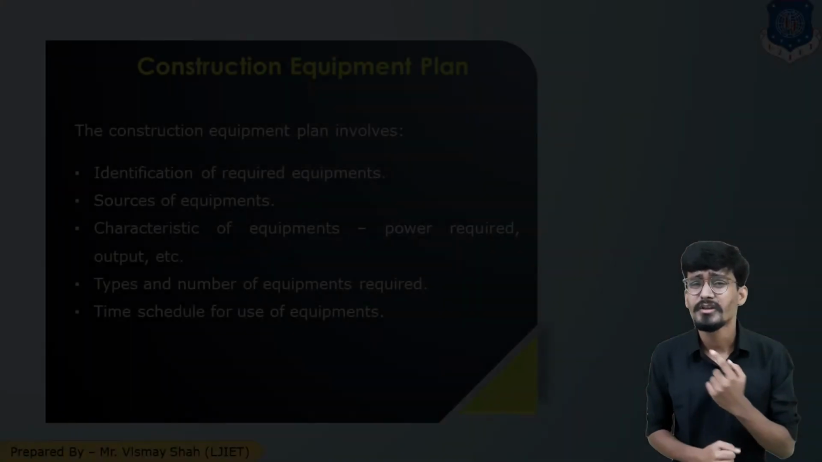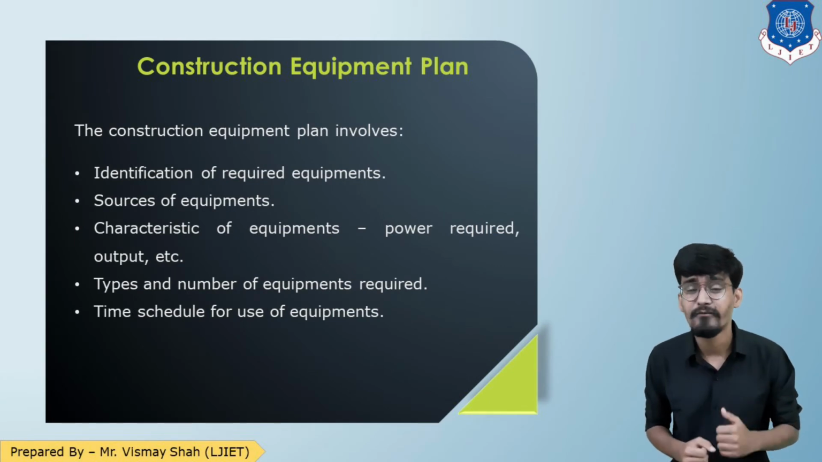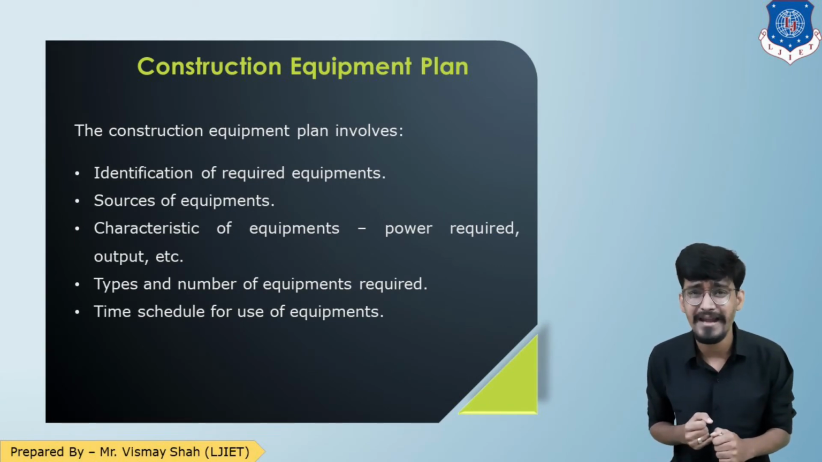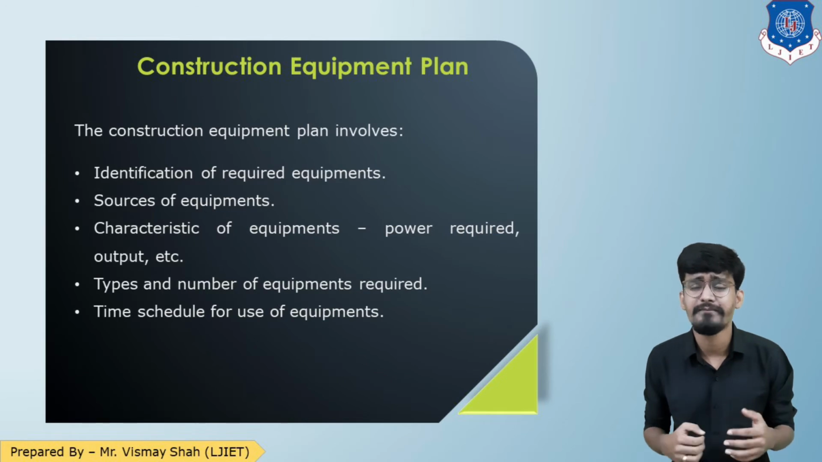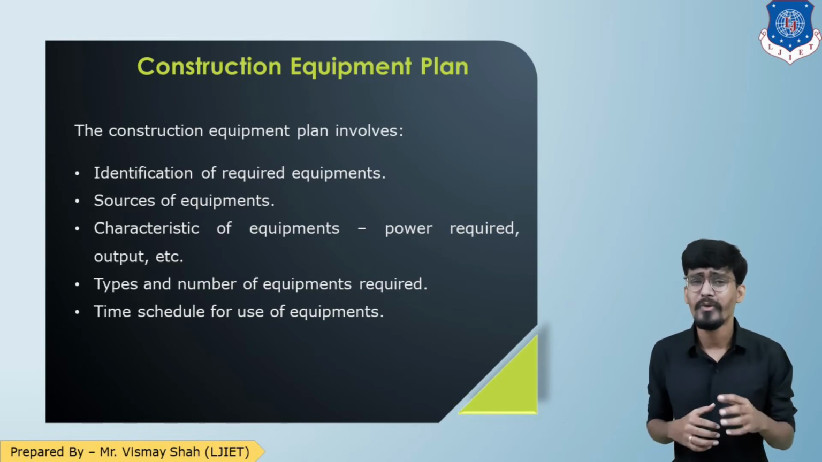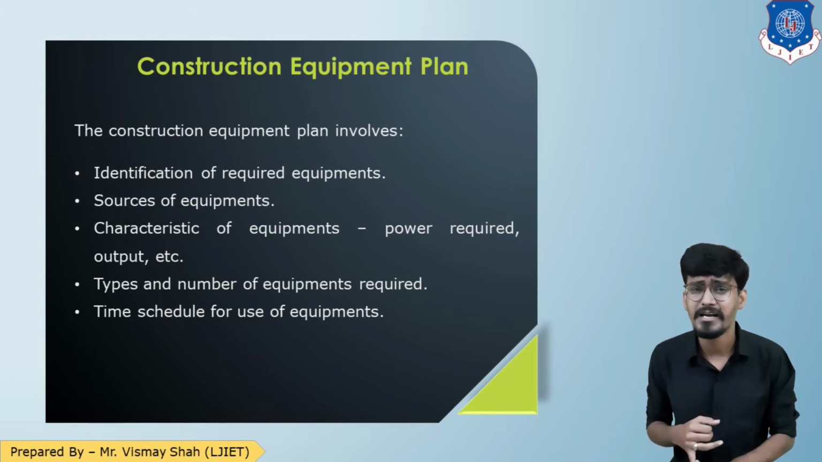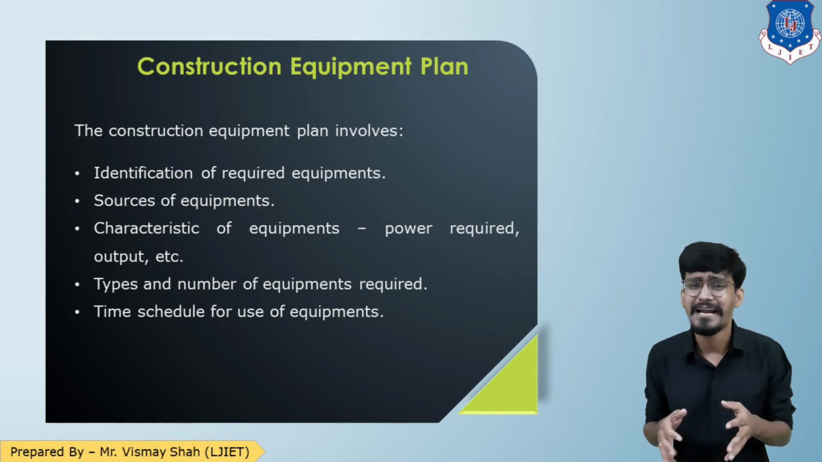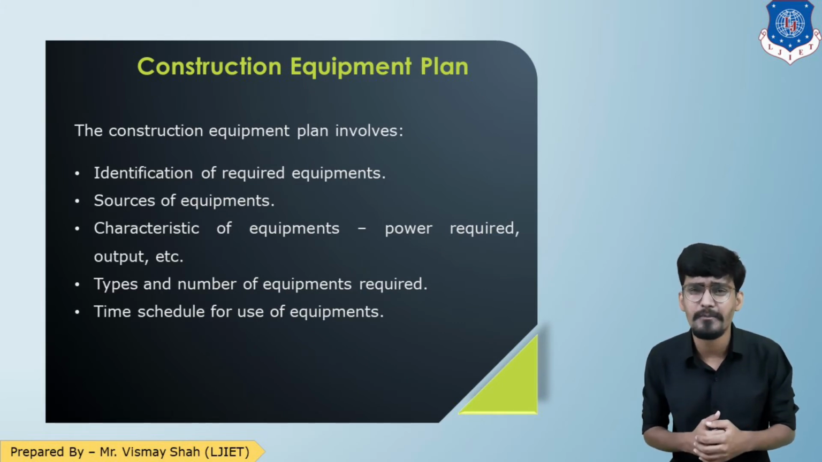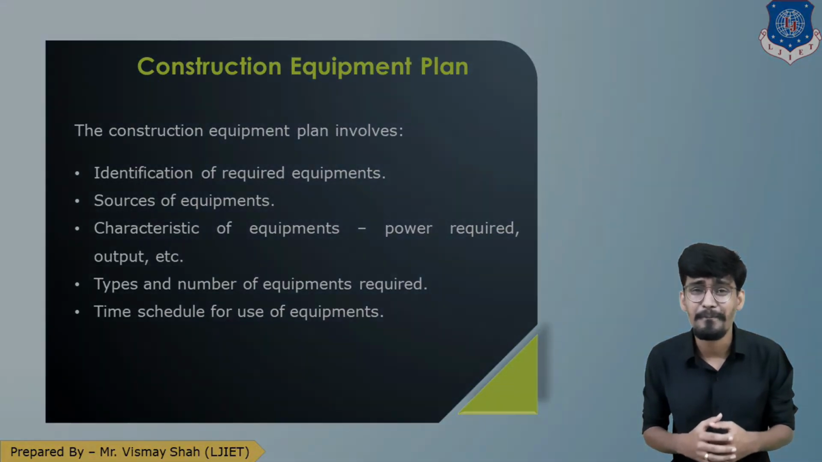Moving forward, the construction equipment plan involves the following: identification of the equipment, sources of equipment, characteristics of equipment, types and number of equipments required, and the last step is the time schedule for the use of equipment. So these are the steps involved in the construction equipment plan. I hope we are clear till four project plans: time, manpower, material and equipment. So let us see the last type of project plan, that is finance plan.